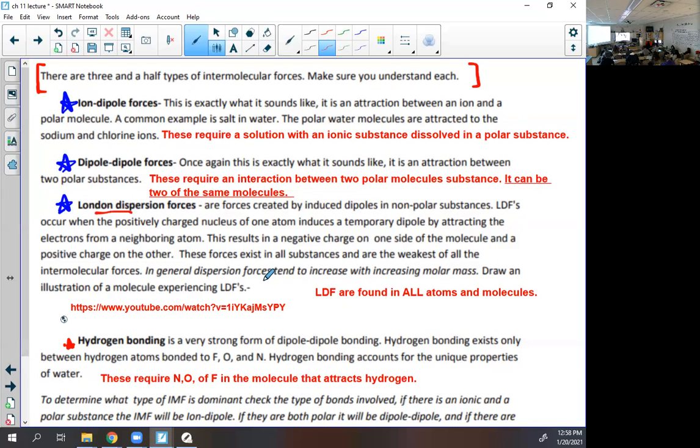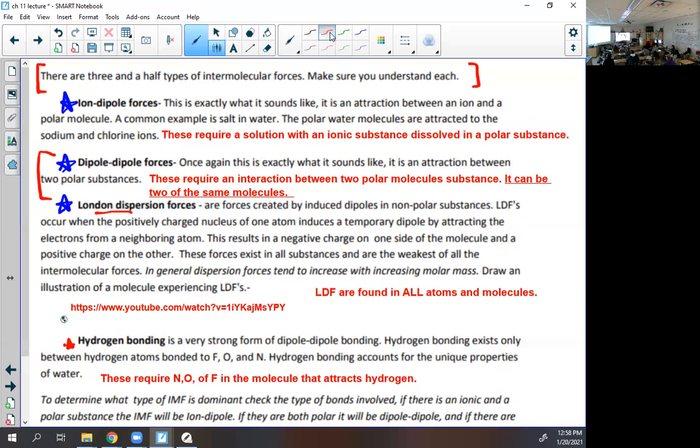Yep. The polarity is based on electronegativity. Okay. Dipole-dipole. Once again, this is exactly what it sounds like. It is an attraction between two polar substances.